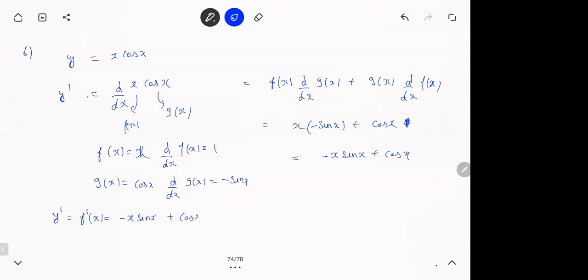But he asked you f dash x, so you have to differentiate it again. So when you differentiate this again, y double dash or f double dash x, this is minus differential of x sin x plus differential of cos x. This is lengthy. Let me show you on the next page. So minus d by dx of x sin x and differential of cos x. This is double differential.